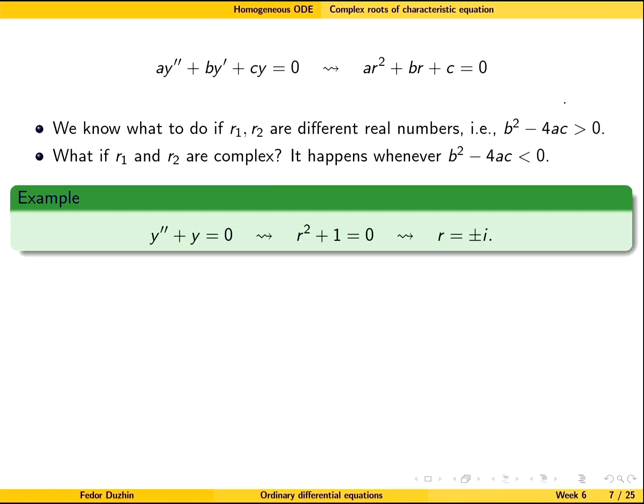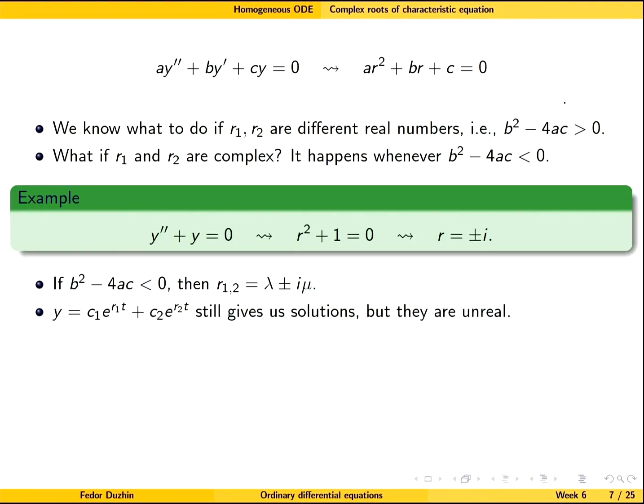So here is an example of a negative discriminant. If the discriminant is negative, then the roots are complex, so they have a real part and an imaginary part. And as a matter of fact, our formula, e to the power r1 t and e to the power r2 t, are still solutions, because when you substitute into the differential equation, nothing changes as compared to the previous week. If you just substitute into the differential equation, you still get 0 equals 0. The only problem is that the solutions are not real.